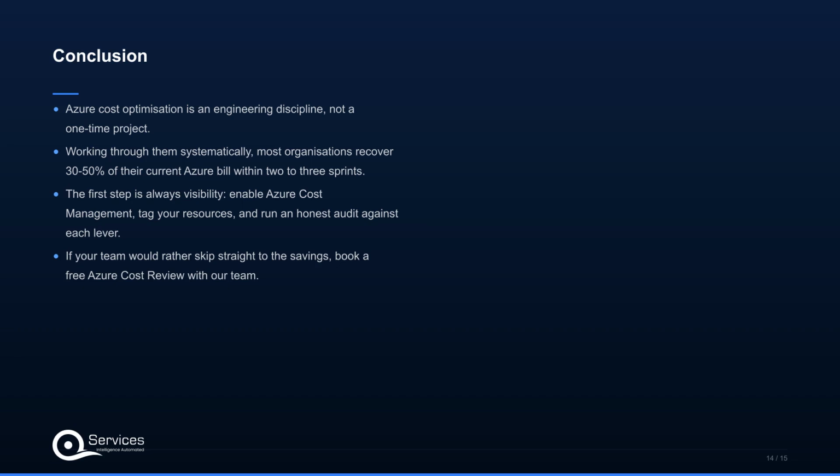The first step is always visibility. Enable Azure Cost Management, tag your resources, and run an honest audit against each lever.